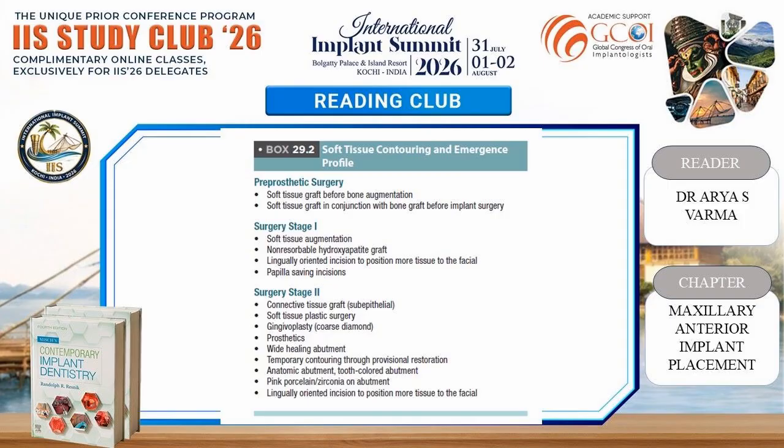Box 29.2 shows soft tissue contouring and emergence profile. First, pre-prosthetic surgery. Soft tissue graft before bone augmentation. Soft tissue graft in conjunction with bone graft before implant surgery. Second, surgery stage 1. Soft tissue augmentation, non-resorbable hydroxyapatite graft, lingually oriented incision to position more tissue to the facial, papilla saving incision. And third, surgery stage 2. Connective tissue graft, subepithelial, soft tissue plastic surgery, gingivoplasty, coarse diamond, prosthetics, wide healing abutment, temporary contouring through provisional restoration, anatomic abutment, tooth colored abutment, pink porcelain or zirconia on abutment, lingually oriented incision to position more tissue to the facial.